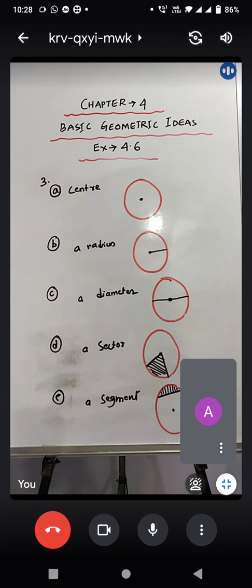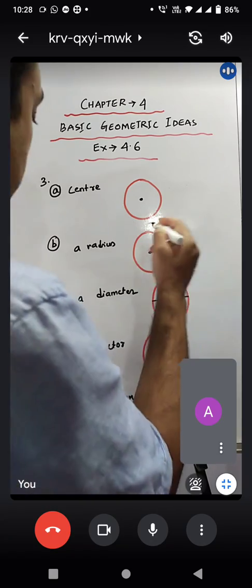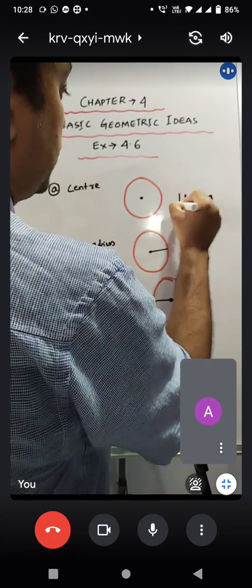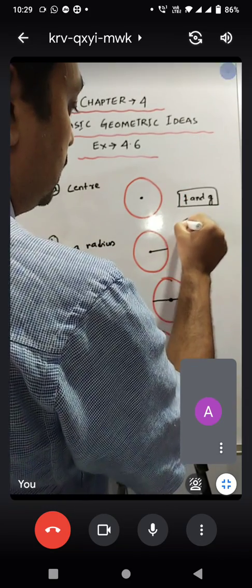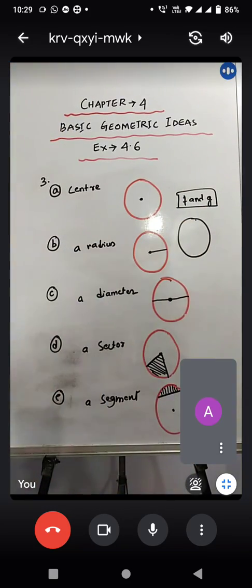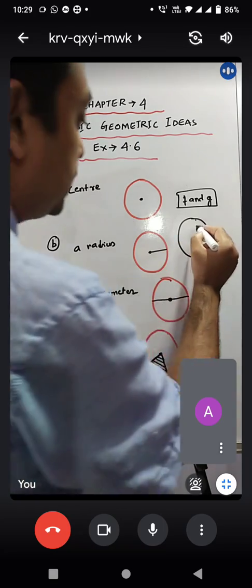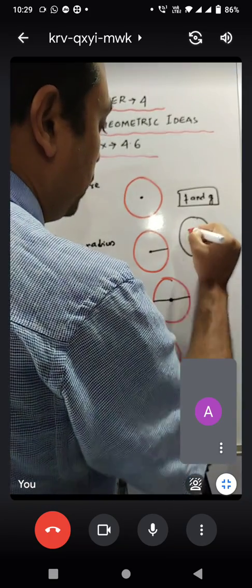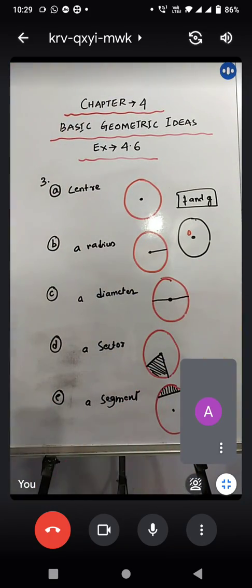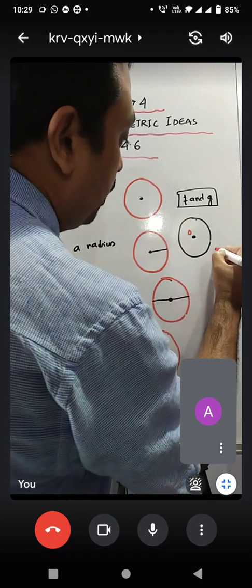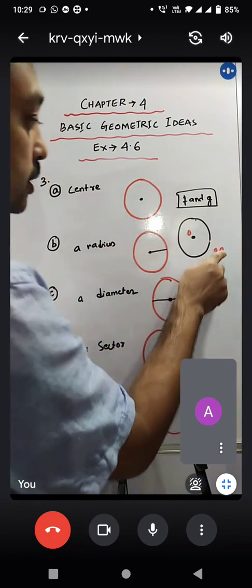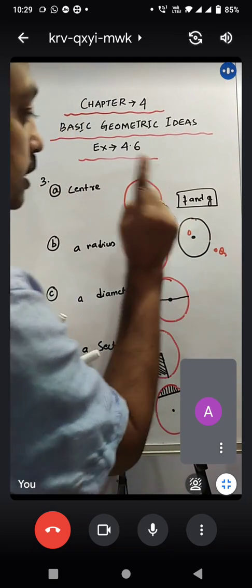And questions F and G. For F and G, you can draw another circle. Only one circle is required. So see, for F, you have to show a point in its interior. So the center will work as an interior point. That is point O. Point O is interior. And for the exterior point, you have to draw another point, that is Q, outside the circle. So this is exterior to the circle and this is interior to the circle.